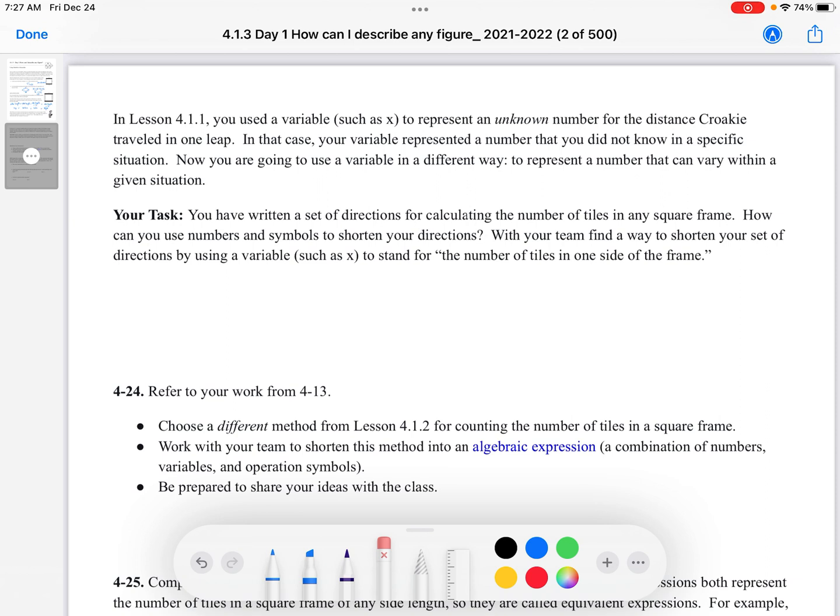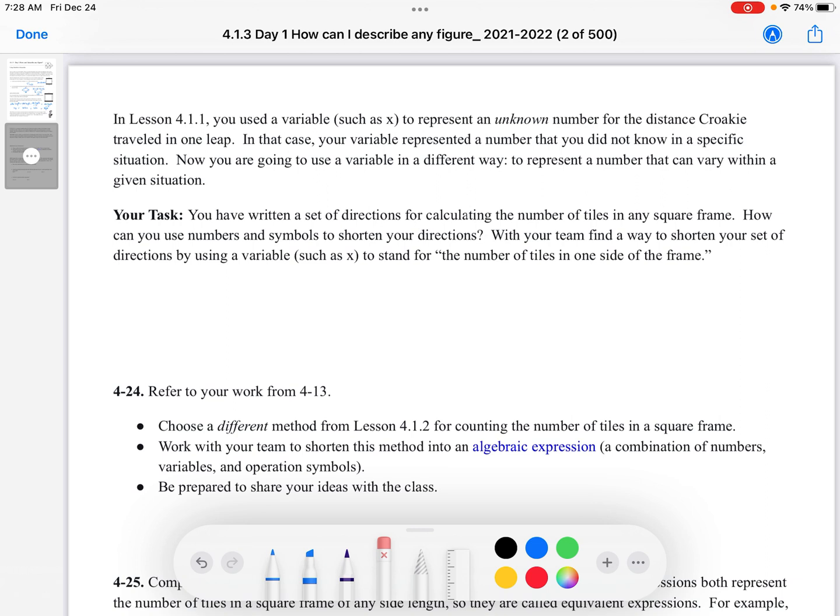In that case, your variable represented a number that you did not know in a specific situation. Now, you're going to use a variable in a different way to represent a number that can vary within a given situation. You have written a set of directions for calculating the number of tiles in any square frame. How can you use numbers and symbols to shorten your directions? With your team, find a way to shorten your set of directions by using a variable such as x to stand for the number of tiles on one side of the frame.